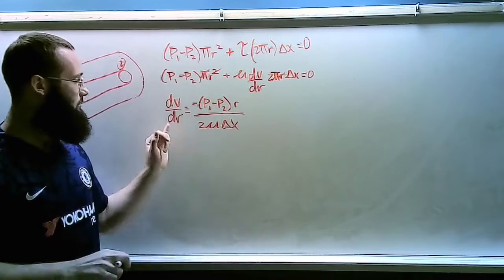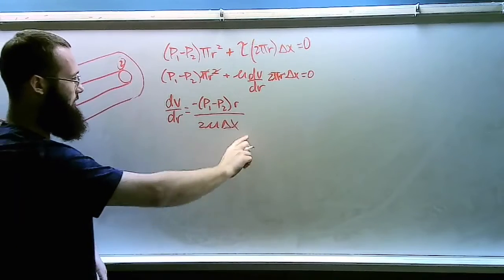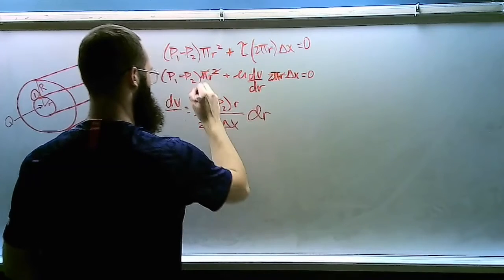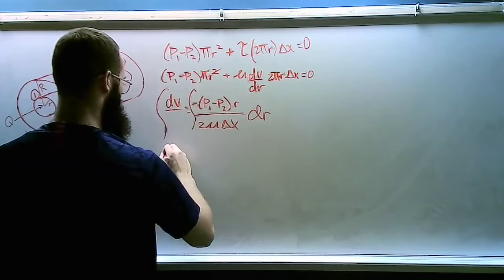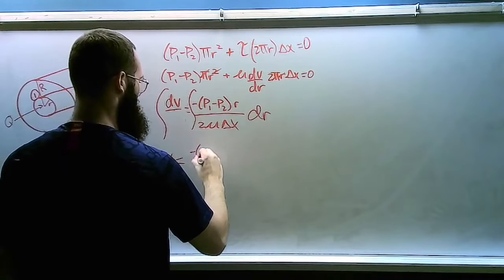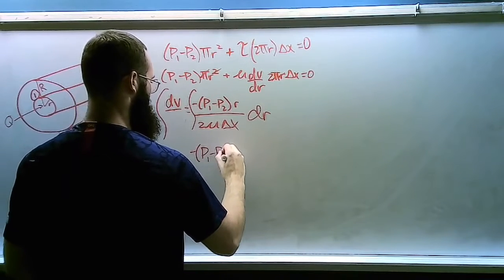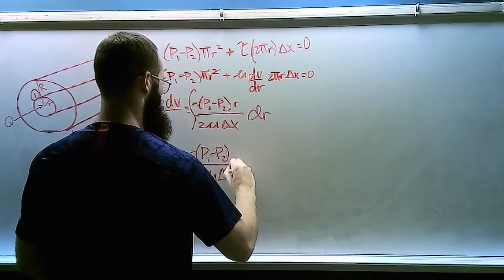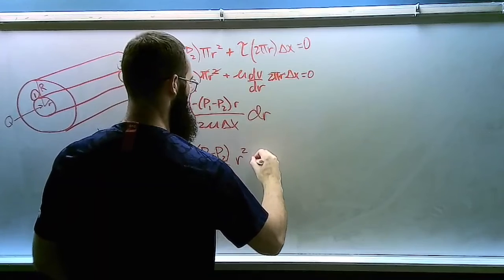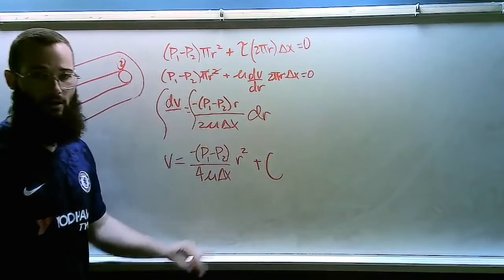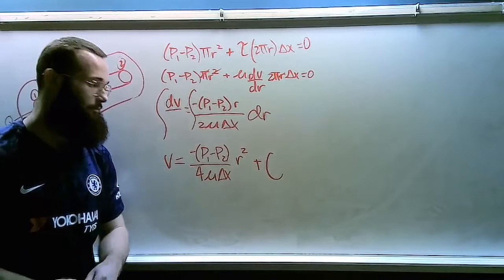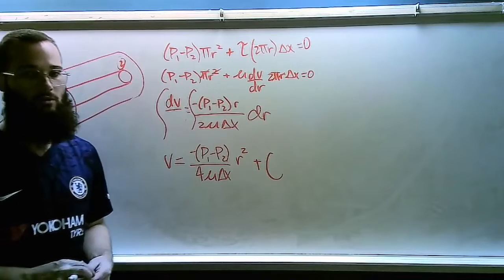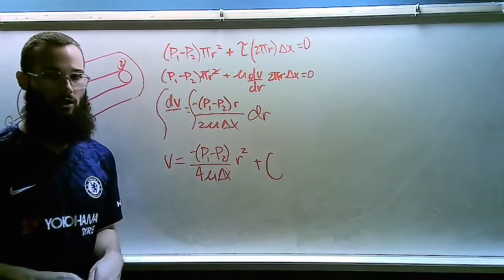So now that we have this separated, you can see that we can integrate. So we move dr over, and then integrate. This gives us V is equal to negative P1 minus P2 all over 4 mu delta x r squared. And because there's no limits of integration, we have to have a plus c for a constant. What we want to do first is figure out what this c is. So in order to do that, we need to plug in a V and an r that we know.